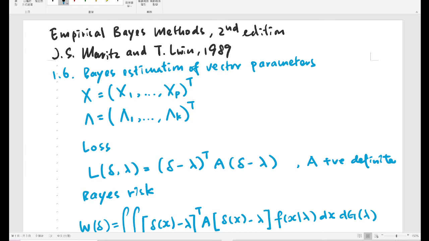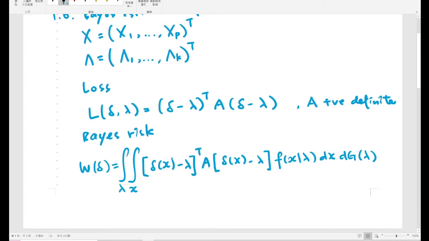We start with the notation. X is a vector of random variables. We have p random variables, x1 up to xp. And lambda is a vector of parameters, lambda 1 up to lambda k. So we have k parameters of interest. The loss function is a quadratic distance between the decision and parameter, as usual for point estimation. And A is any positive definite matrix. And remember, it will be symmetric and invertible because it is positive definite.